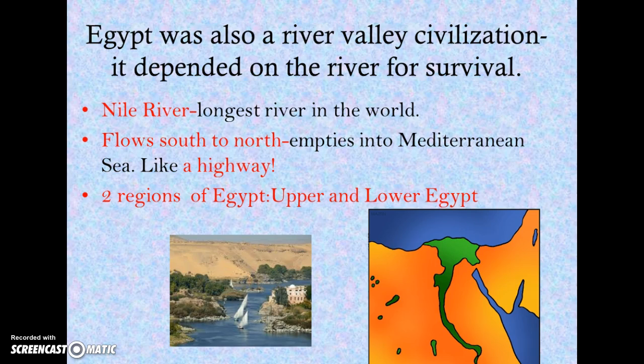And there are two regions of Egypt. We call the lower part Upper Egypt, and the upper part is known as Lower Egypt, and that has to do with the flow of the river.